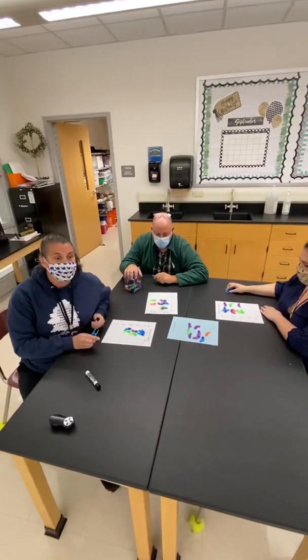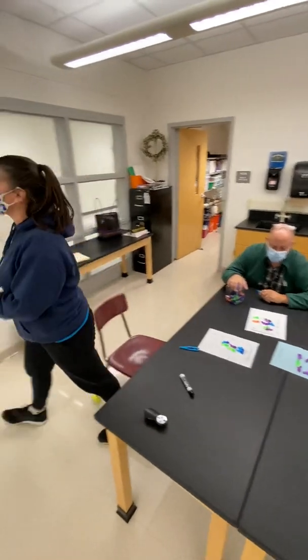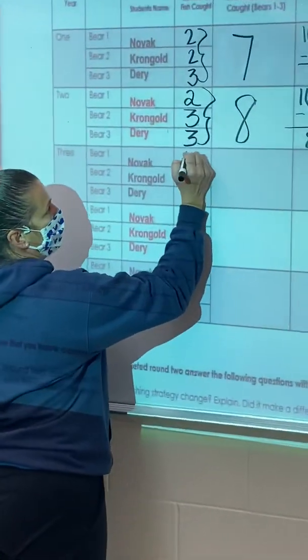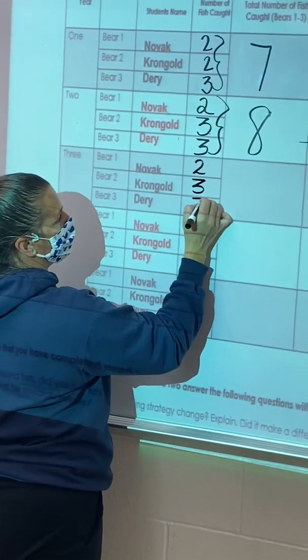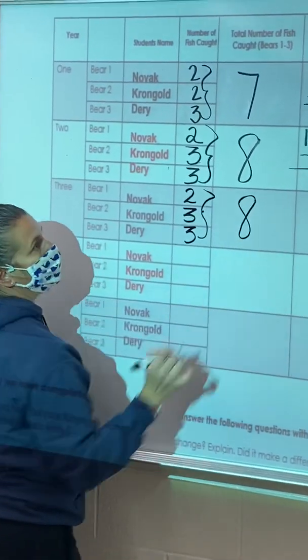All right, our data looks exactly the same as last time, right? So we're gonna come up here. We're gonna chart our data again. Again, this year, Mrs. Novak took 2 fish. Mr. Krongold took 3. And Miss Derry also took 3. That means we have a total of 8 fish removed from the pond.